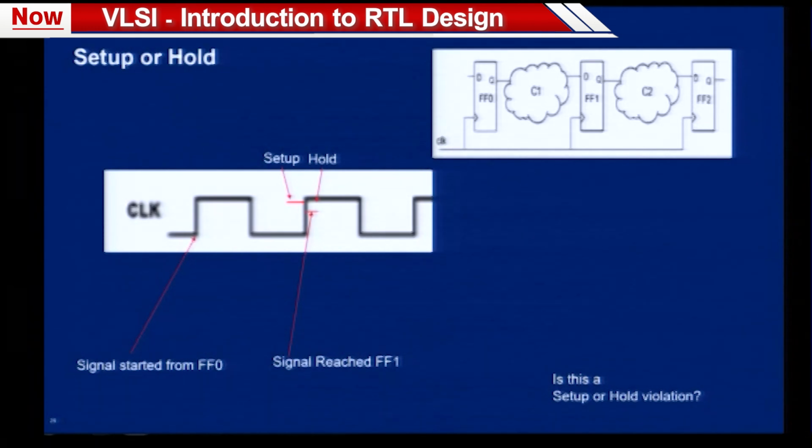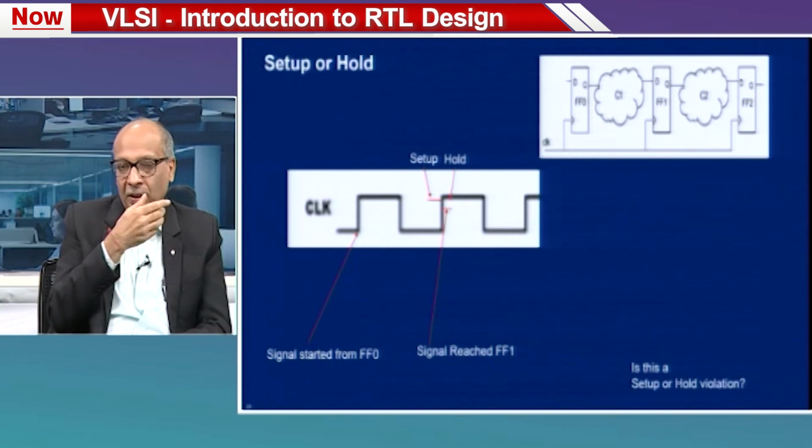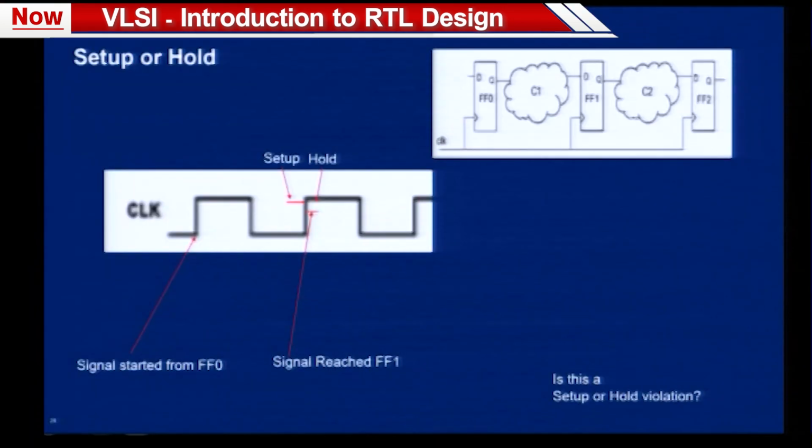On the waveform, I have tried to show the setup and hold requirement through these two red bars. Simulation says that signal should not reach FF1 during these red bars. If it comes on the red bar before the clock edge, this is a setup violation. If it comes on the red bar after the clock edge, it is a hold violation. This is what simulation says.